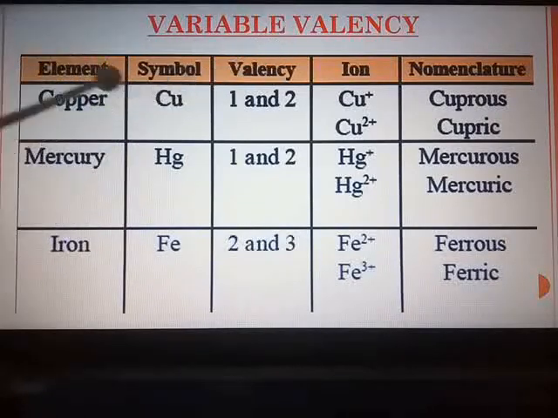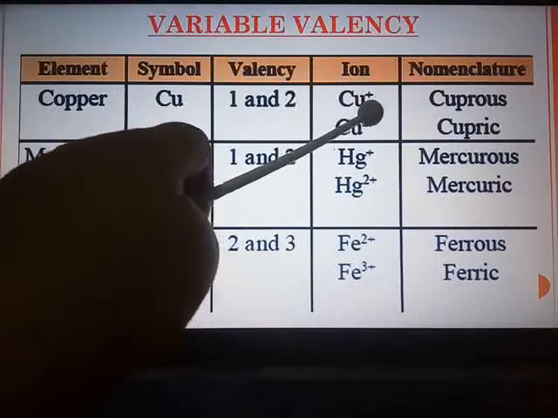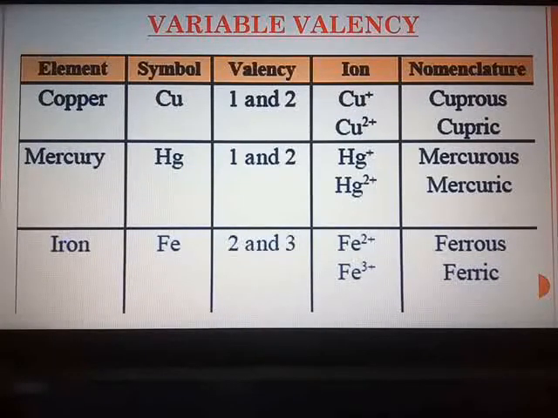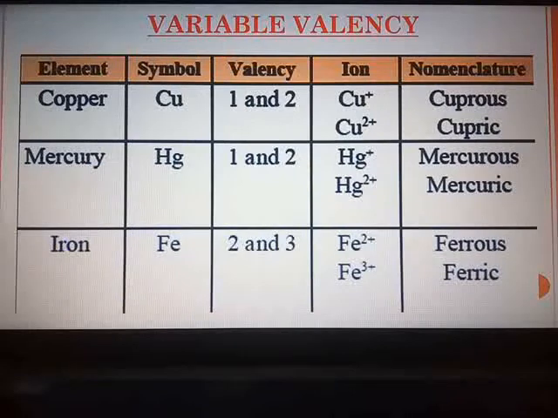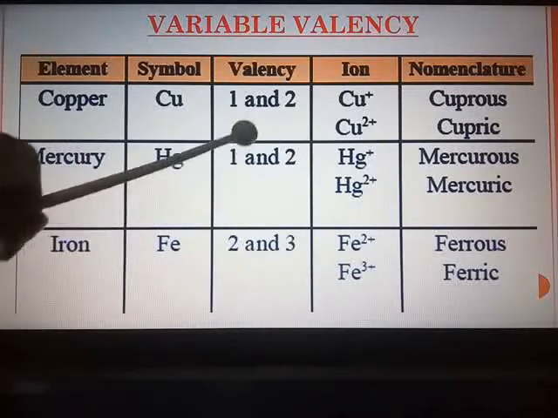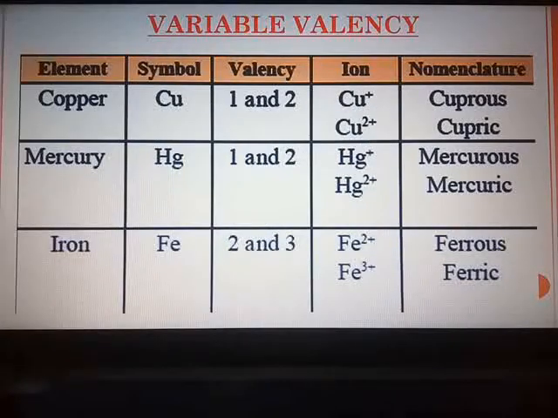So copper will donate 1 electron. So Cu plus 1, Cu 2 plus. 2 plus means what? 2 electrons are donated, because positive charge means the electrons are being given up. We have seen sodium and chlorine. So cuprous is the first case, cupric is the second case. Similarly, mercury and iron, you can see valency is 1 and 2. So Hg plus. Now here no sign is there, means plus 1.